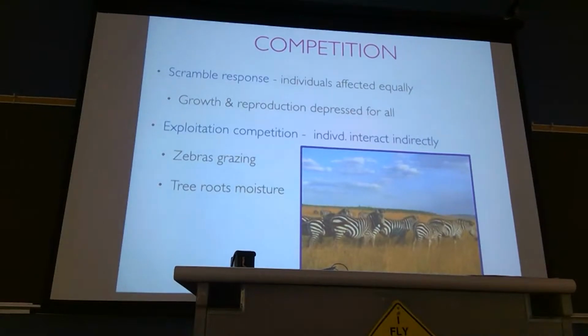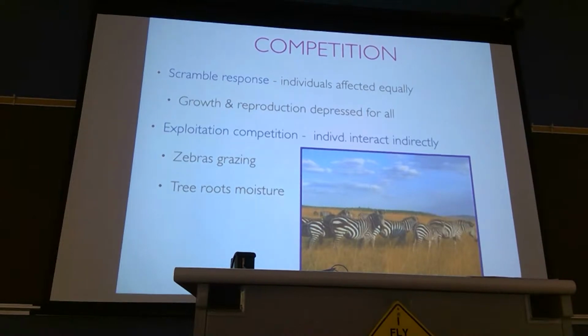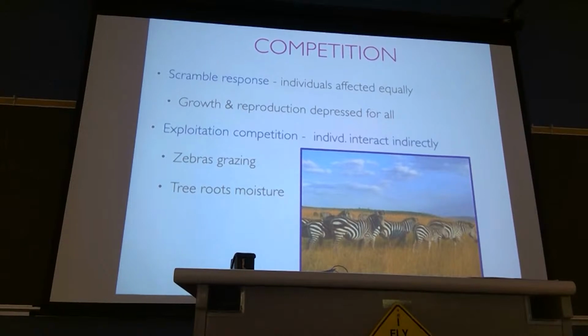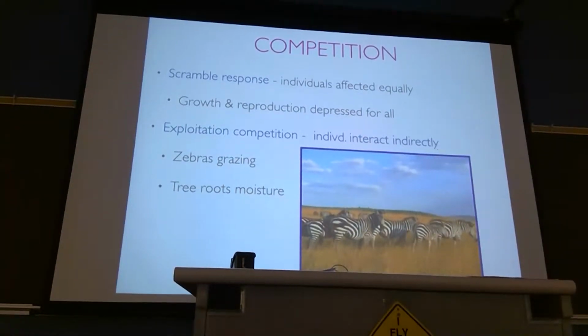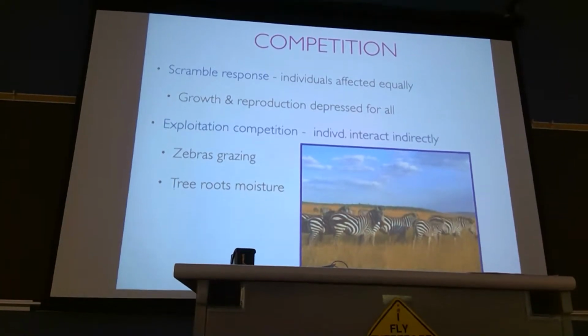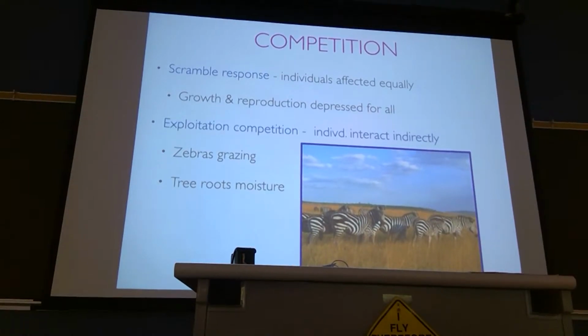Okay, all right. There are several distinct types of competition that we can observe in the environment. And the first of them is what we call scramble competition, or a scramble response. And in scramble competition, all individuals of the population are affected equally by the competition, by the interaction. And so, in essence, growth and reproduction are usually depressed for all of them when competition is high. Okay, that's a scramble response, when each individual is scrambling for resources. And the more individuals there are, the more competition, the greater the impacts on an individual and a population scale.